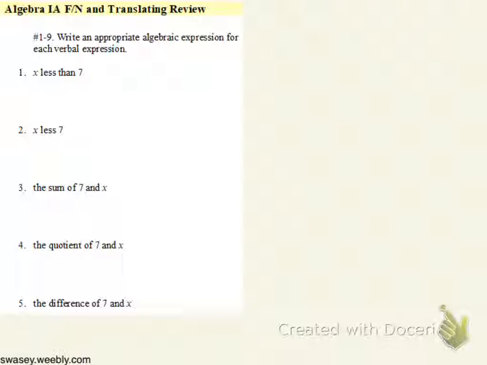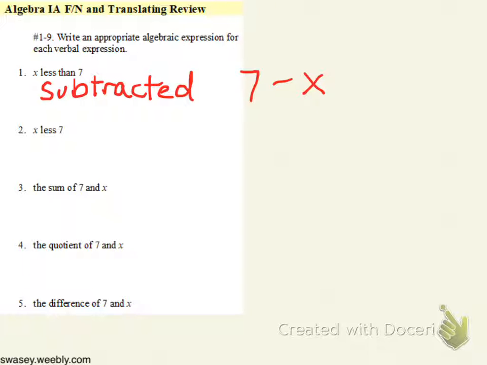Alright, so we're translating these algebraic expressions to verbal expressions to algebraic expressions. So we have x less than 7. Less than means subtracted from. So when you translate it into an algebraic expression, the x has to come after the subtraction symbol. So x is being subtracted from 7. So when you see less than, think subtracted from.